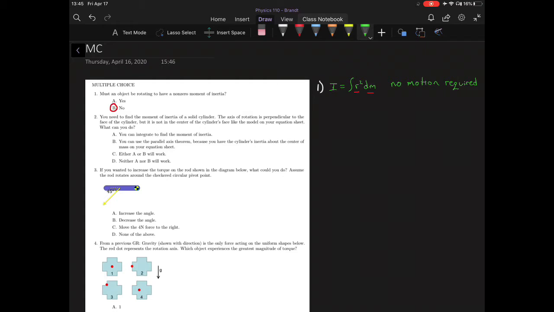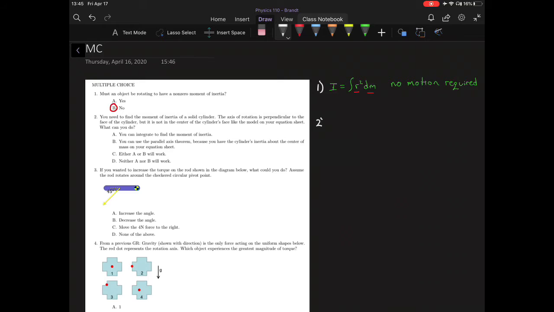However, we do need to know how far away from our rotational axis we are. So we do need to know what axis we are going to rotate around, but we do not have to be moving. We don't have to be rotating.